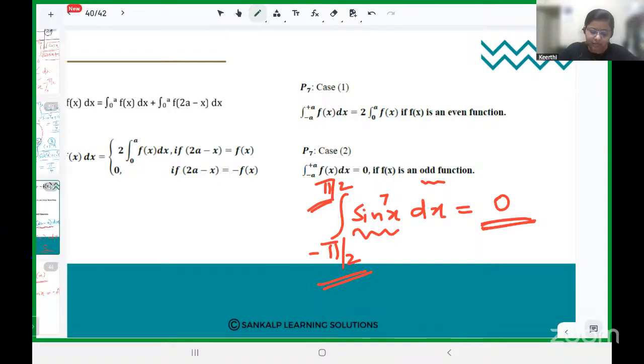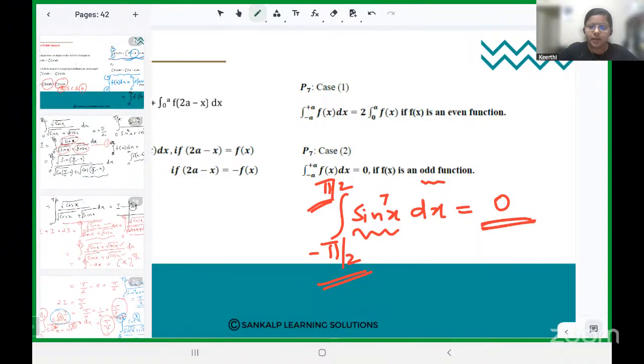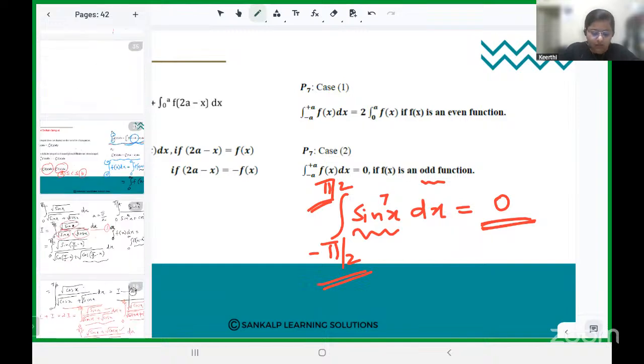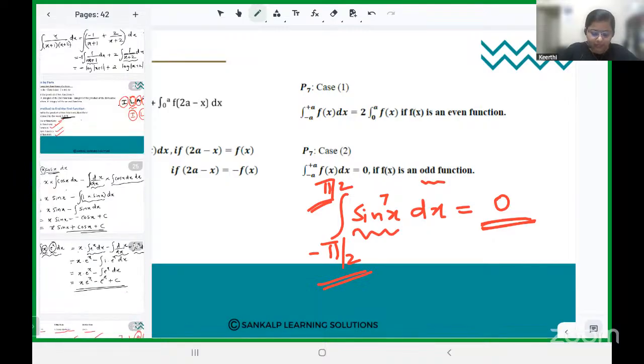So today we discussed integration by partial fraction, then integration by parts method, that is the product rule, and we studied what is a definite integral. Then we studied how to evaluate a definite integral, and we also studied the properties of definite integral. So that's all from this chapter. We have completed the portion.